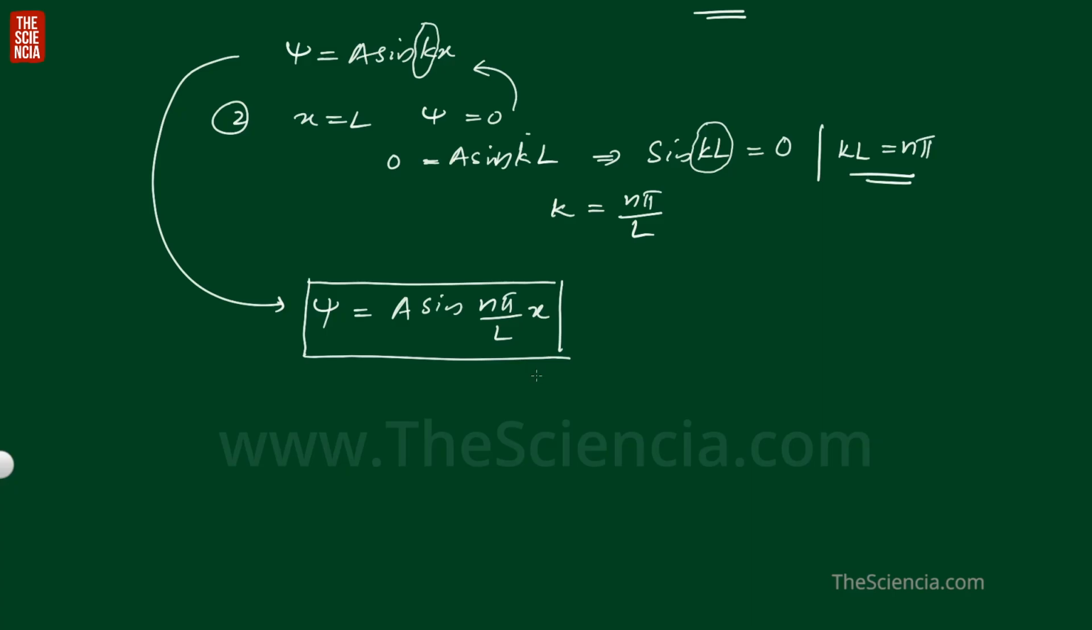But again there is a problem. This wave function is not normalized. That is, we know the particle in this box may be at any location, maybe at this location or this location or this location. But the total probability of finding the particle in between x equal to 0 to x equal to L should be equal to 1. Right? So we have to normalize this wave function, then only it will satisfy this condition. So how can we normalize?